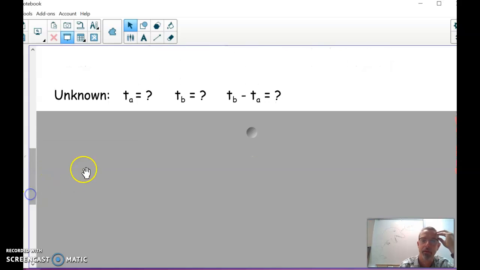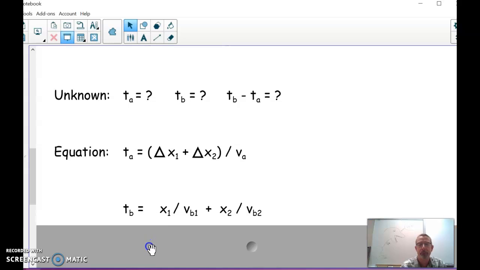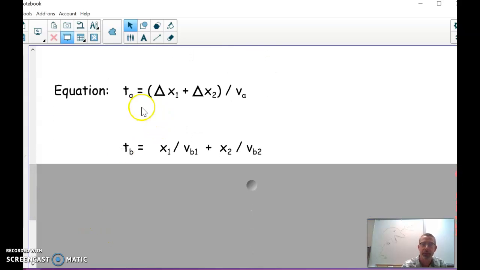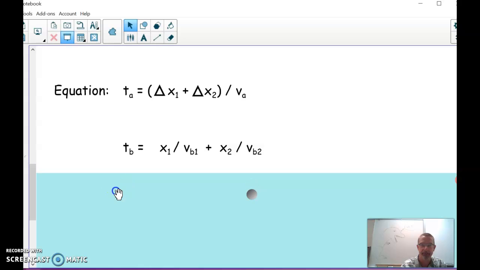So the equation that I'm going to need here, I'm starting to run out of time, is delta x1 plus delta x2 divided by vA. My time for boat B is delta x1 divided by the velocity of boat 1 plus delta x2 divided by the velocity of boat 2. I could put a delta in front there, I probably should have, but time constraints and whatnot. So these are my two equations. That's going to help me solve that. All I did is rearrange my toolbox equations a little bit. I had to do some manipulating to do that.